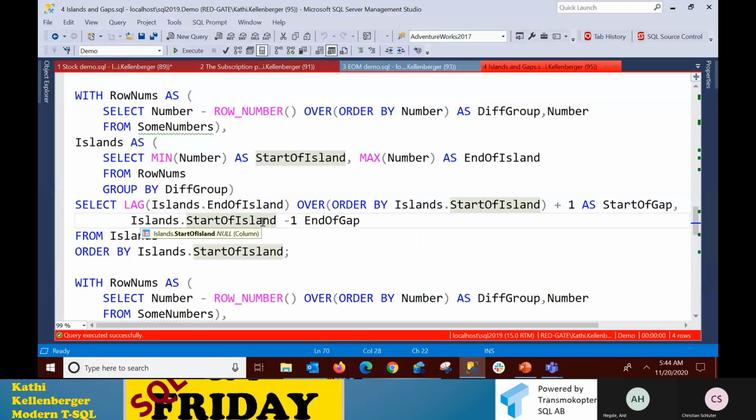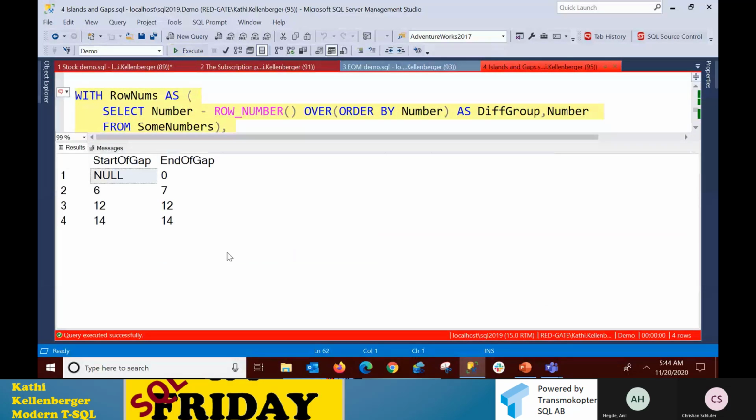So for the row I'm on, I can subtract 1. But for the previous row, I need to use lag, and then I can add 1. Okay? So it's pretty easy to solve once you're used to using these. The only thing I don't like here is I've got this null. I don't like that. I don't want that to be in my answer.